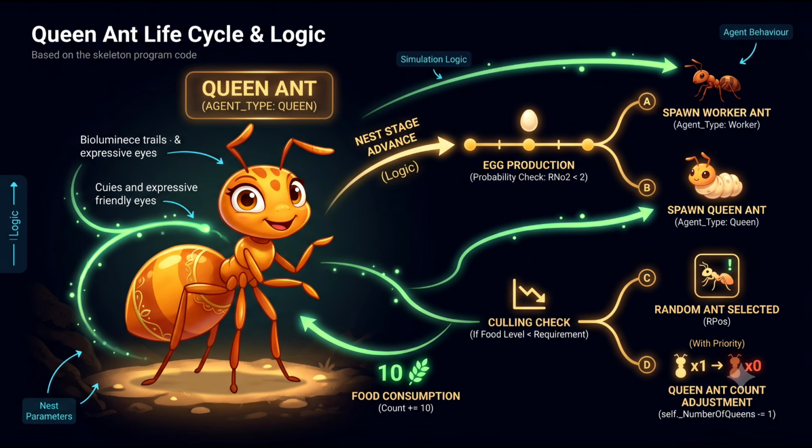Now we're going to need the methods for this class. We're going to start off with an advanced stage method. We're going to call super.advancedStage, which calls ant's advanced stage and then increments the stages.